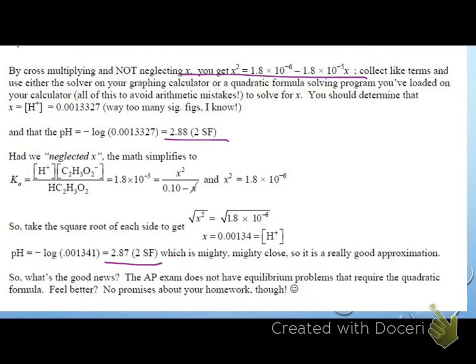But this time we had a really, really high concentration, which is not going to be anywhere near our 100 times Ka value. Okay? So, most likely on the AP exam, I've never seen a quadratic equation show up. You never know. They might want to make liars out of us.